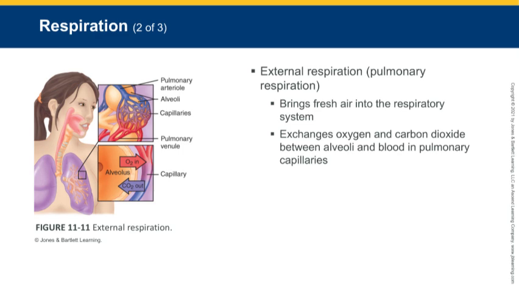External respiration involves the movement of oxygen and carbon dioxide between the alveoli and pulmonary capillaries. As fresh air reaches the lungs, oxygen binds to hemoglobin in red blood cells, while carbon dioxide is released from the blood into the alveoli to be exhaled.